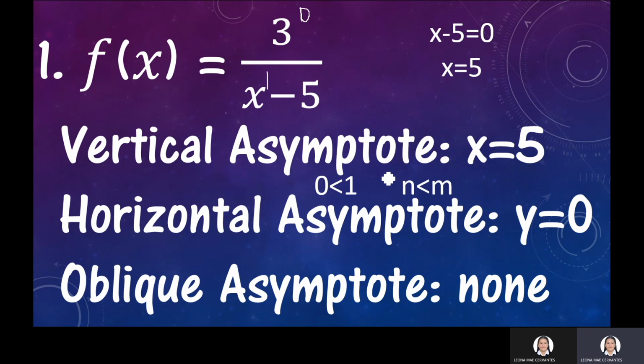Next, since we have a horizontal asymptote, then we don't have an oblique asymptote. Again, vertical asymptote, x is equal to 5. Horizontal asymptote, y is equal to 0. Oblique asymptote, none. Okay? 1 point for the vertical asymptote, 1 point for the horizontal asymptote, and 1 point for the oblique asymptote. Next number.